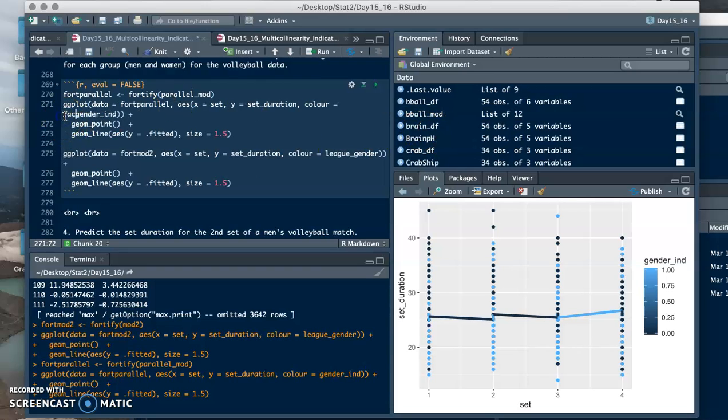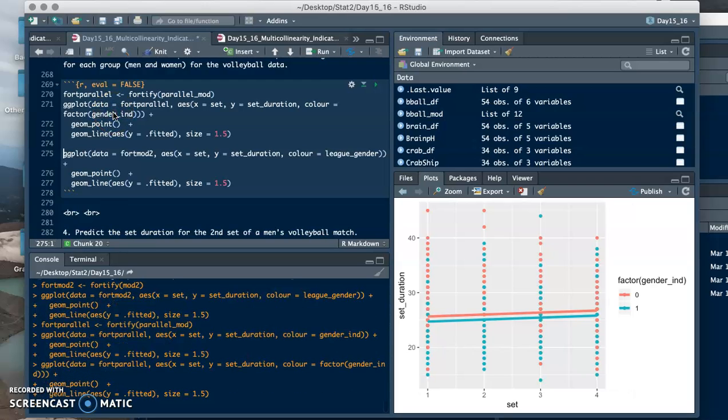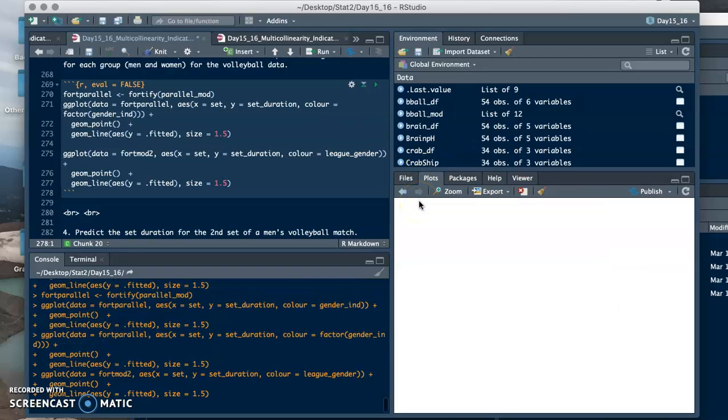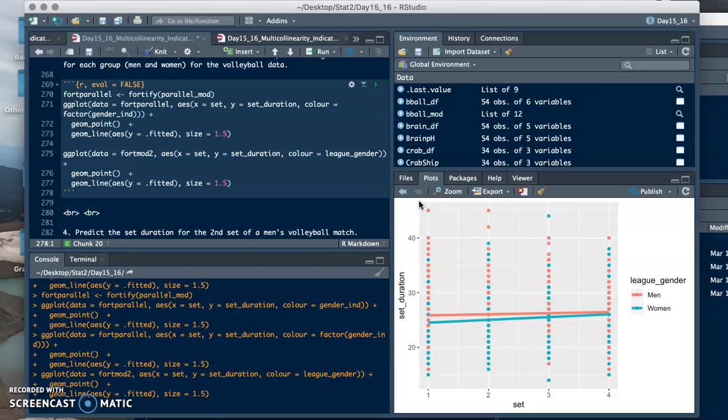Again, it's a pain, so don't really worry too much about this code, but we have to convert this indicator and let R know that it's actually categorical, not numeric, and we do that by the factor command. So that will give us a plot of our parallel lines model. We can compare this to the plot of our non-parallel lines model.